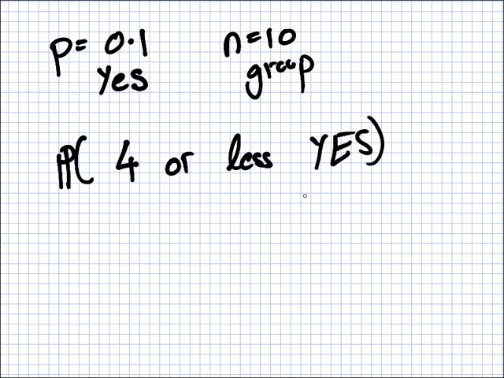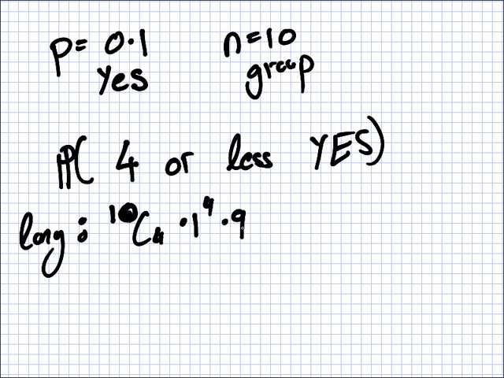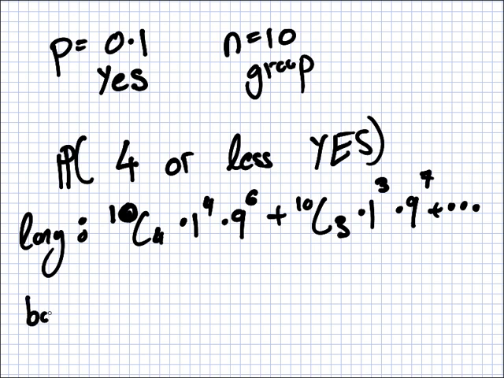Now, if you were to do that the long way, what would it be? You would have to do 10C4 times 0.1 to the power 4 and 0.9 to the power 6. And then the next one would be 10C3 times 0.1 to the power 3 and 0.9 to the power 7, etc., etc., for 4, 3, 2, 1, 0. It'll take a little bit of time. There's a quick way using the formula book. So I'll explain how to use the table.